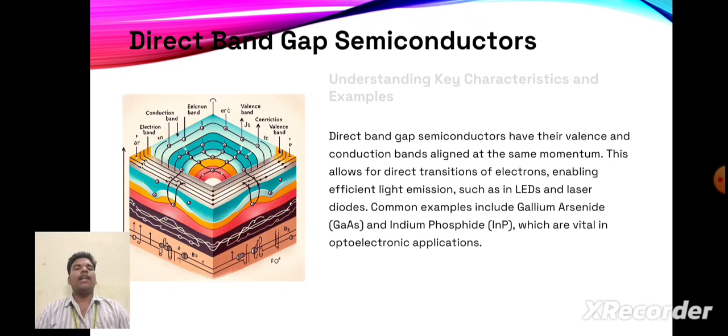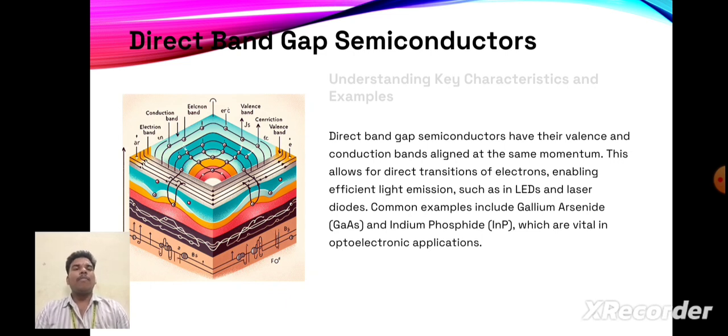Direct band gap semiconductors have their valence and conduction bands aligned at the same momentum, in which the electrons at the valence band and the conduction band are aligned at the same momentum, and this allows direct transitions for the electrons, enabling efficient light emission such as in LEDs and laser diodes. Common examples include gallium arsenide, GaAs, and indium phosphide, which are vital in optoelectronic applications.